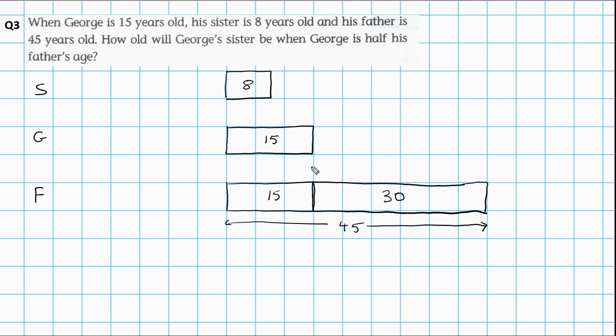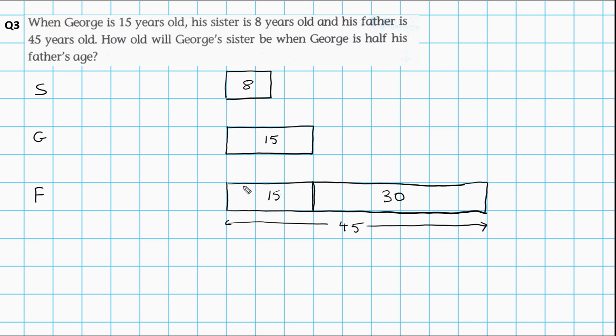So let's have a look at this. These two parts are the same, and George's father has got this 30. Now, the reason why I started these bars off all the way here is because it's going to be easier for me to add these extra years on here so that I can get to a situation where what George has is half of what George's father has. So what would we need to add? Well, he's got 15 already. His father's got an extra 30.